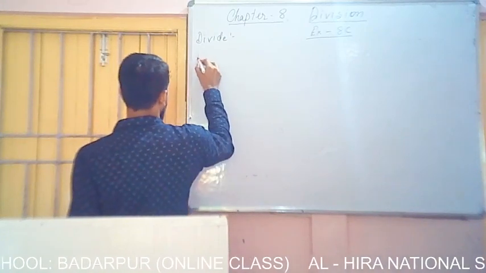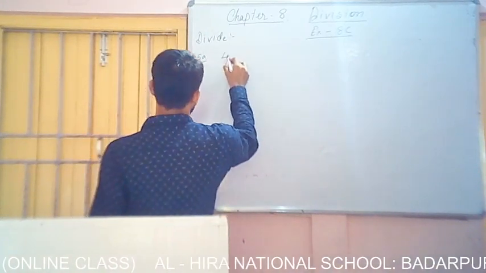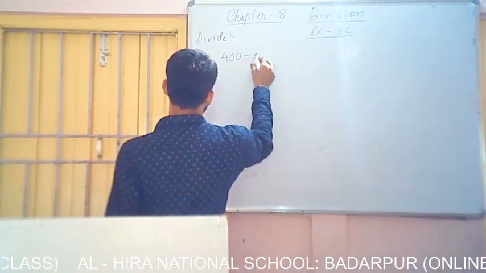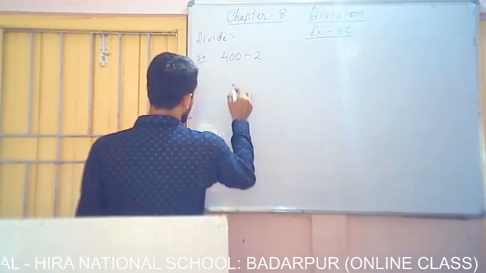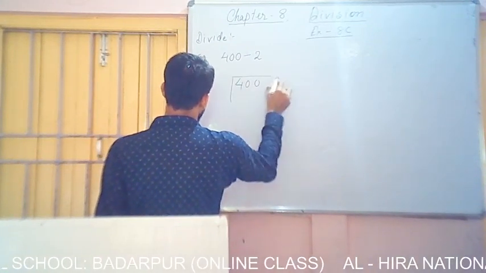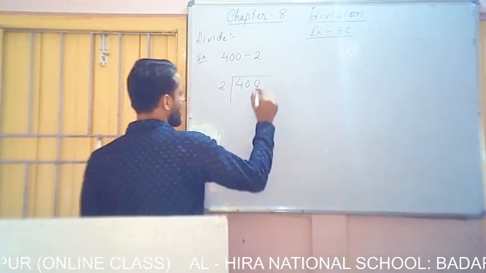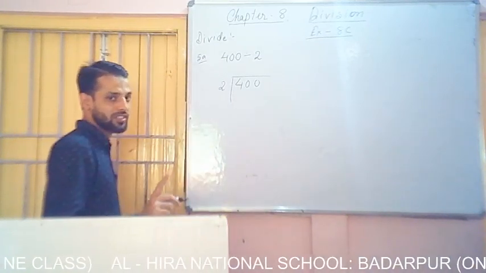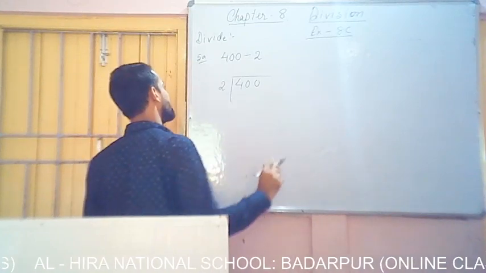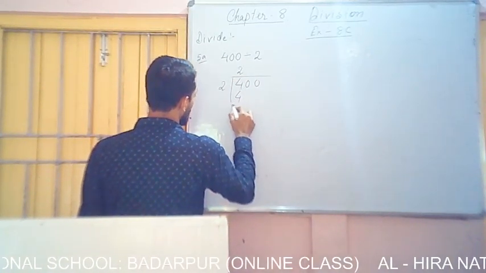Now question number 5. So 400 divided by 2. Okay. So to divide this one we have to write in the form of division. This is a 3-digit number, so we are going to start from which place? 100 place. And which digit is there in the 100 place? That is 4. So 2 multiplied by 2. 2 twos are what? 4.